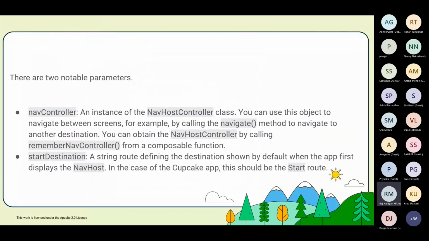Now in this, there are two notable parameters. The first is your nav controller and the other is your start destination. With the nav controller, you can use the object to navigate between screens. And the start destination is basically the start of the screen.